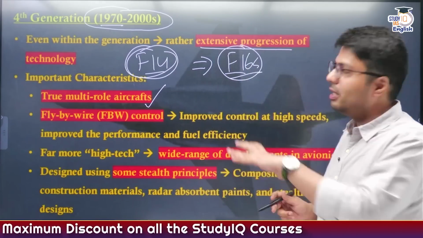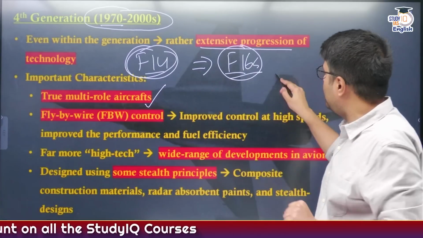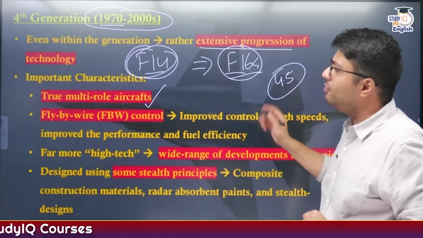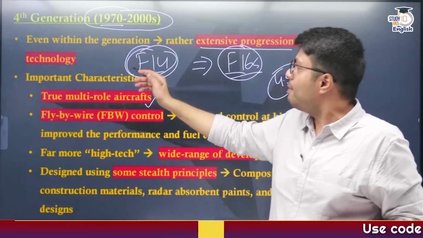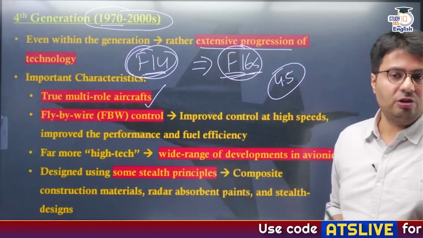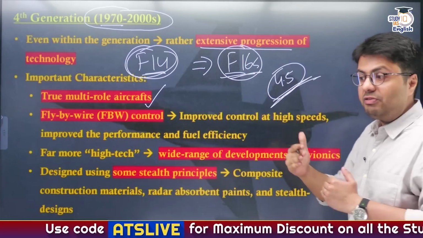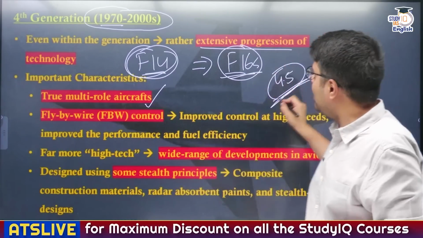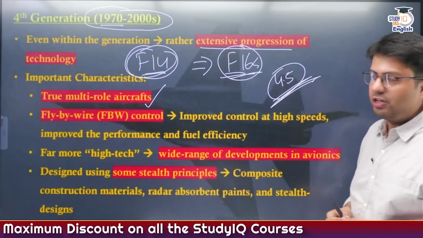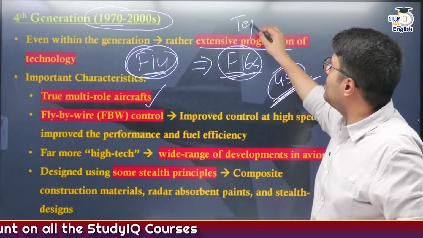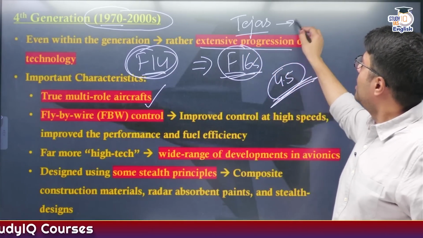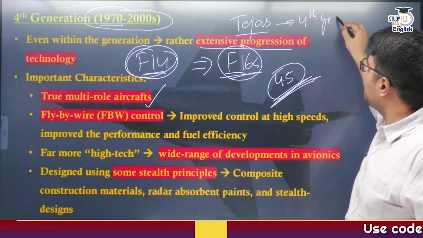Similarly, Rafale also is a fourth generation aircraft, particularly a 4.5 generation aircraft, which means it has much more capability as compared to the earlier fourth generation aircraft, right? So that is why sometimes even the much better fourth generation aircraft are categorized as 4.5 generation aircraft. Similarly, our own indigenously developed and designed Tejas is a fourth generation aircraft, right?